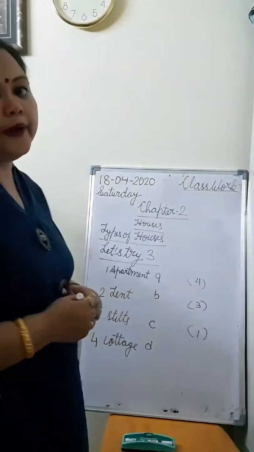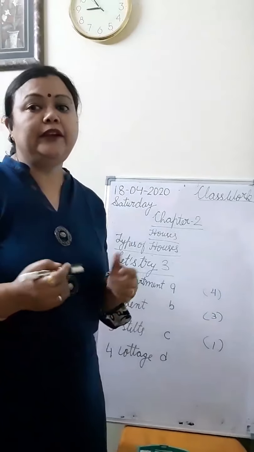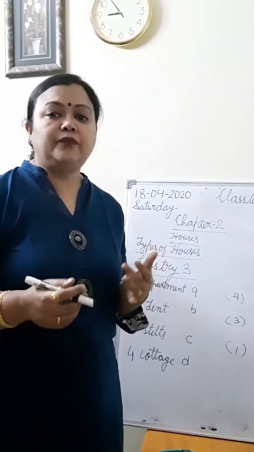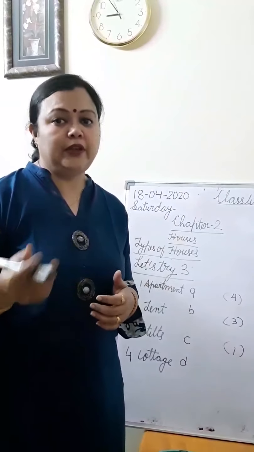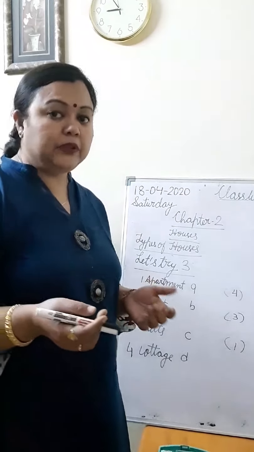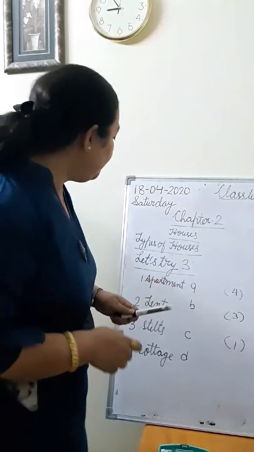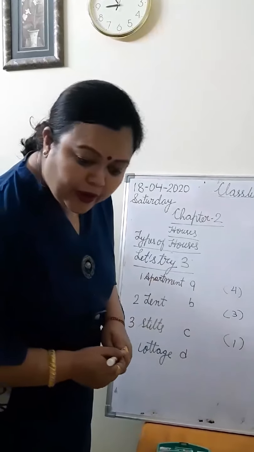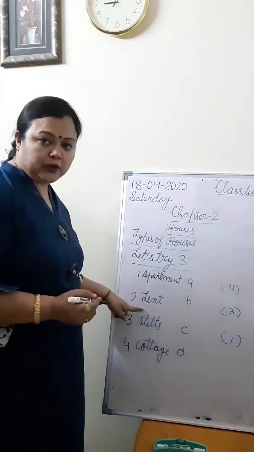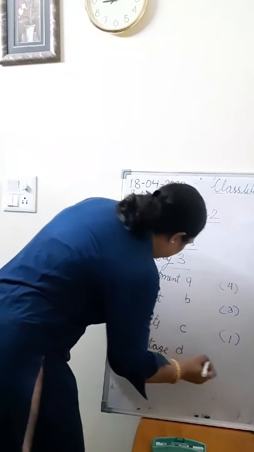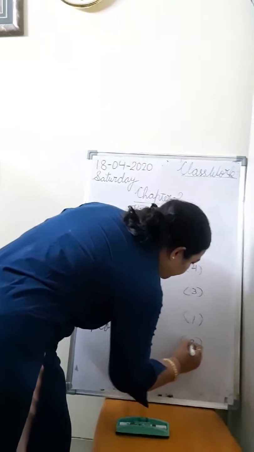So nomads live in tents. A tent is a house which can be shifted from one place to another place very easily, and it can be put up also very easily. It can be made also very easily. So Renu's family has to choose a tent house. So beside D we'll be writing number 2.